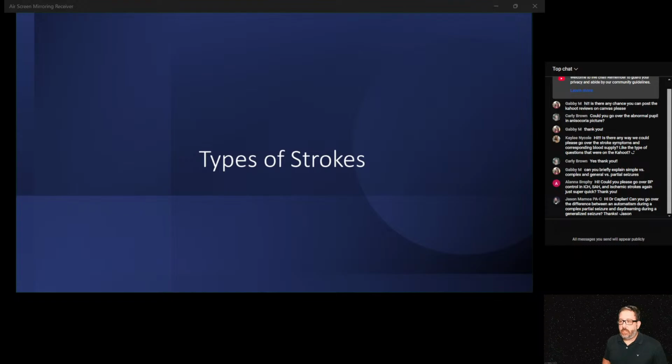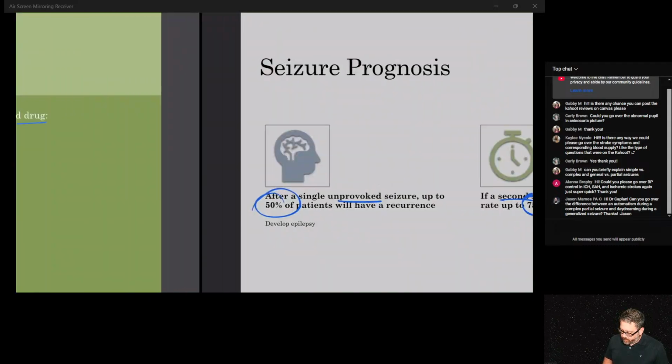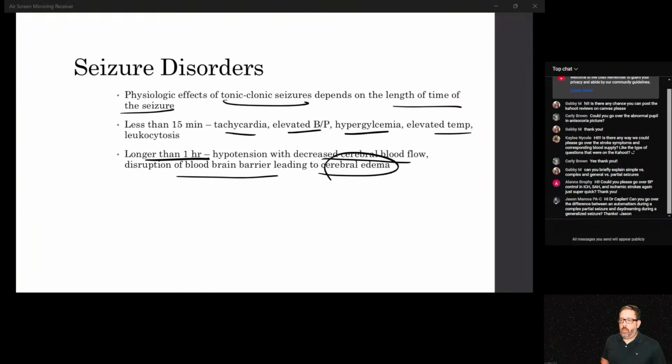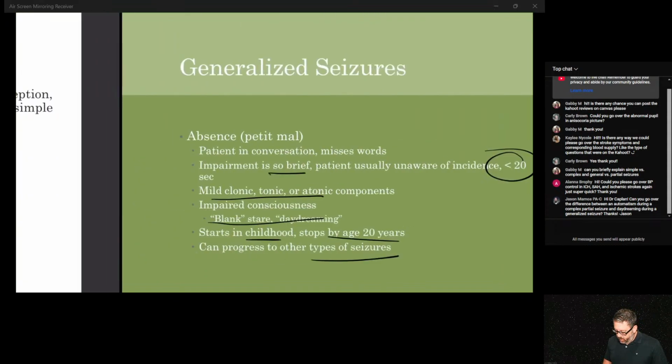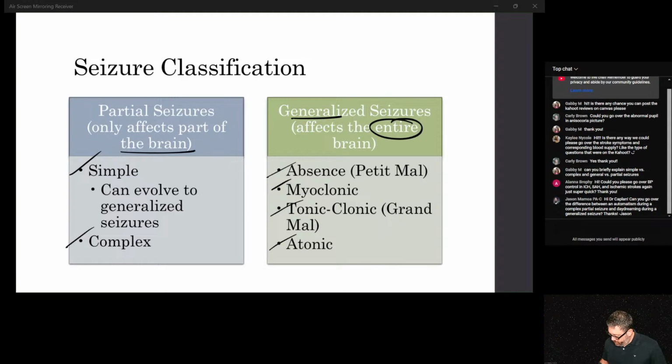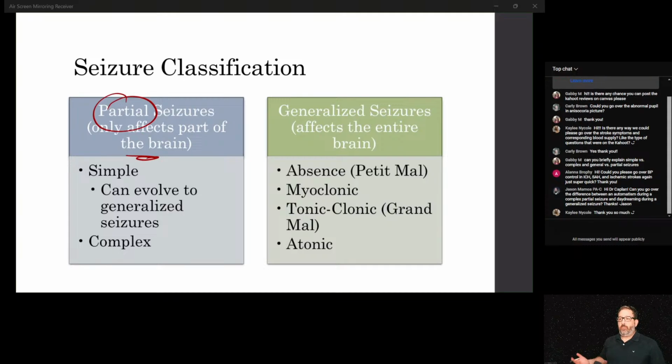Okay. Next question, simple versus partial seizures. Okay. So looking at seizures, simple versus complex, as far as they're all considered partial seizures. Partial only affects one part of the brain, just one side. If it does affect both, it's going to generalize and you have a full loss of consciousness, and it goes to one of these.